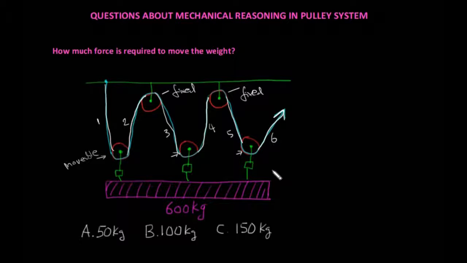Hence the number of sections of rope supporting the weight is equal to the mechanical advantage. Hence the mechanical advantage of this given compound pulley system is equal to 6.